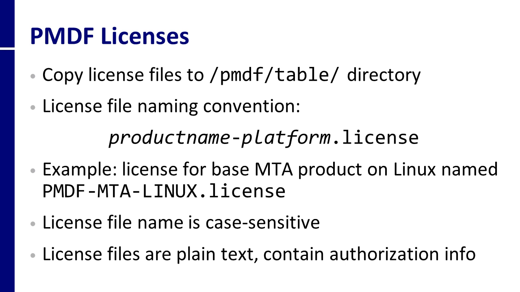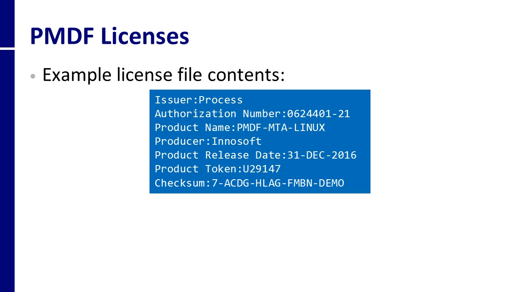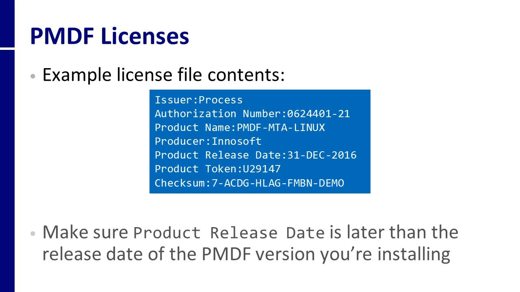The license files are plain text files that contain authorization information and a checksum. This is an example of what a license file should look like. You should have a separate license file for each PMDF product you plan to use on the system.